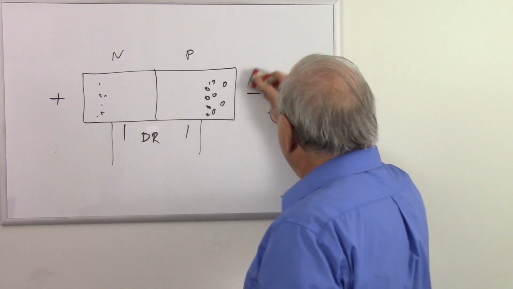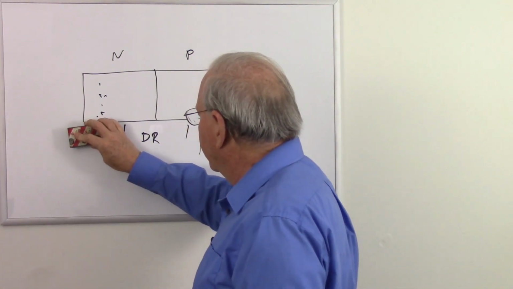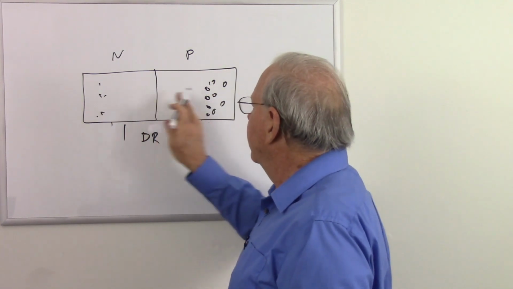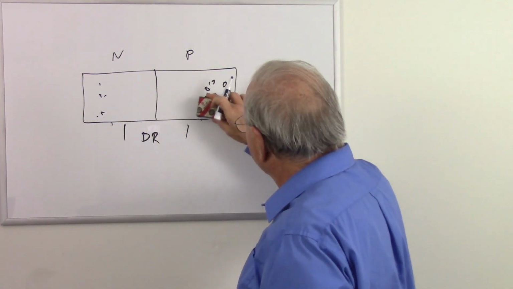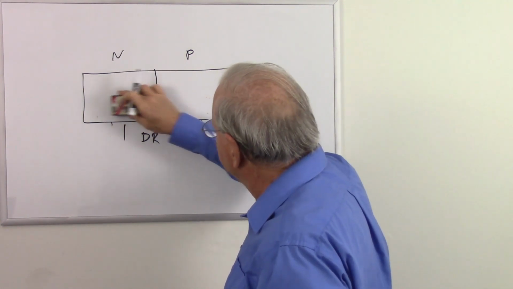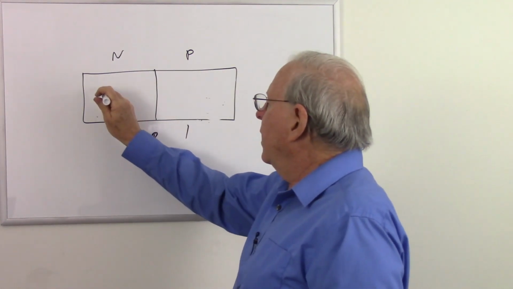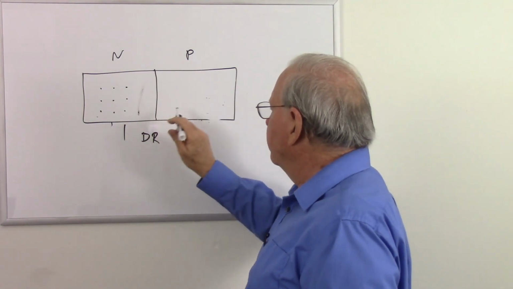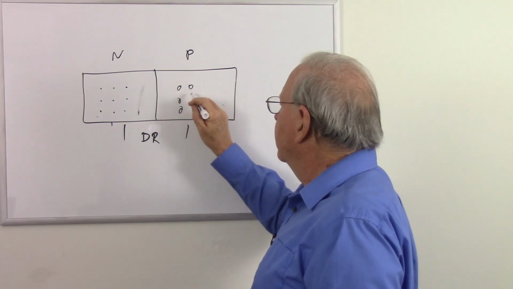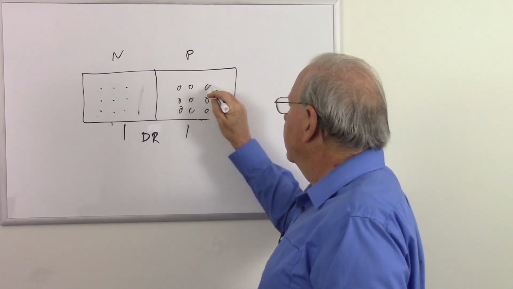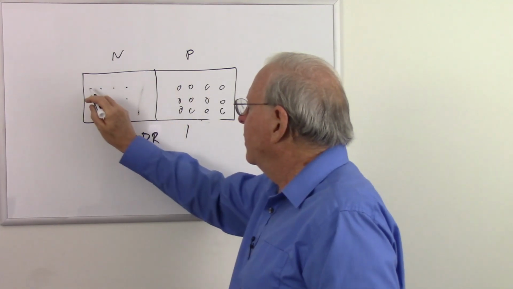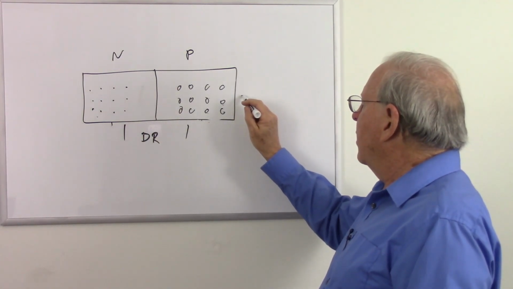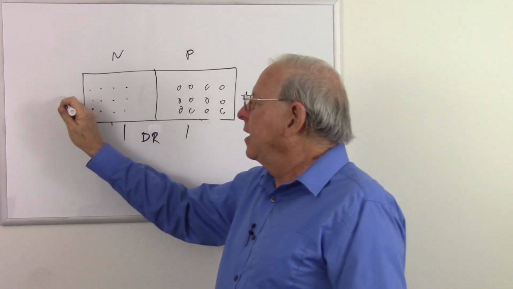So let's take our charges away. Put our depletion region back the way it was. And I guess we redraw our holes and electrons here. Okay. Don't forget your depletion region. So there's our depletion region. Now we're going to put positive on the P side and negative on the N side.